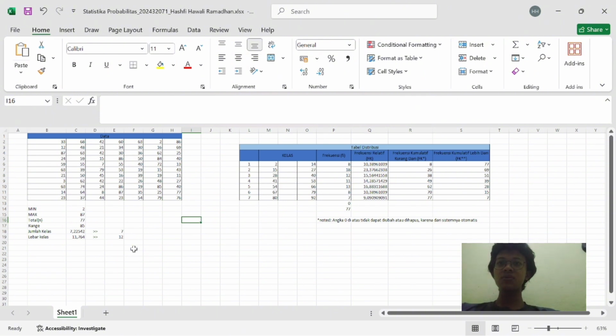6. Class width, we got 11.764. To get the class width, we calculate using =range/number of classes, and we round up to 12. We use =ROUNDUP(class width, 0).